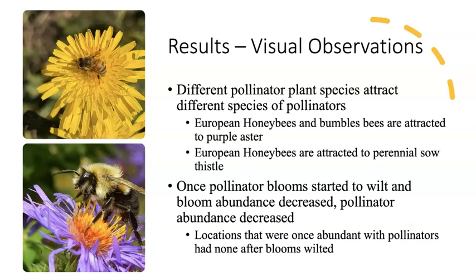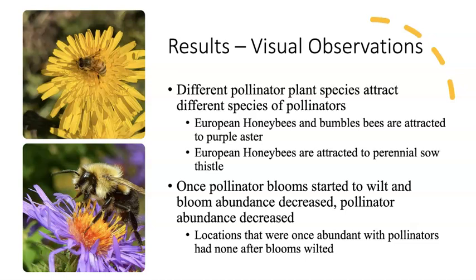During my visual observations, I found that different pollinator plant species attract different species of pollinators. I noticed that there was a relationship between European honeybees and bumblebees being attracted to the purple aster, which you can see at the bottom left of the screen. And I also found that European honeybees are attracted to perennial sow thistle, which is at the top left of the screen. I also found that once pollinator blooms started to wilt and bloom abundance decreased, pollinator abundance also decreased.